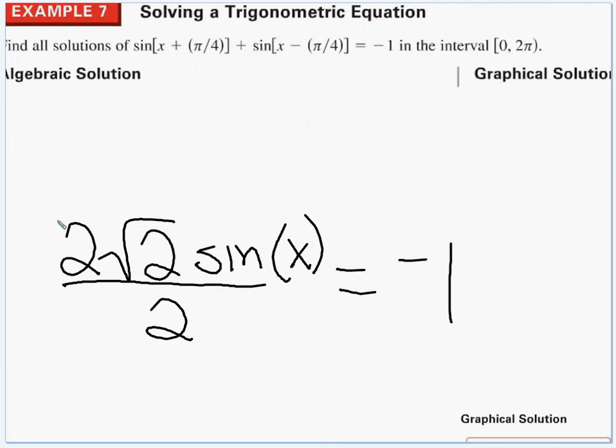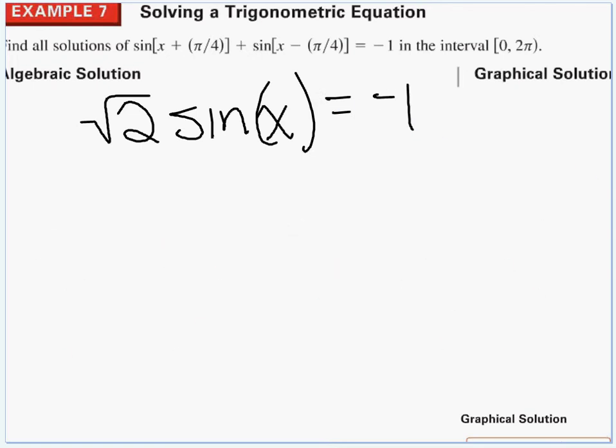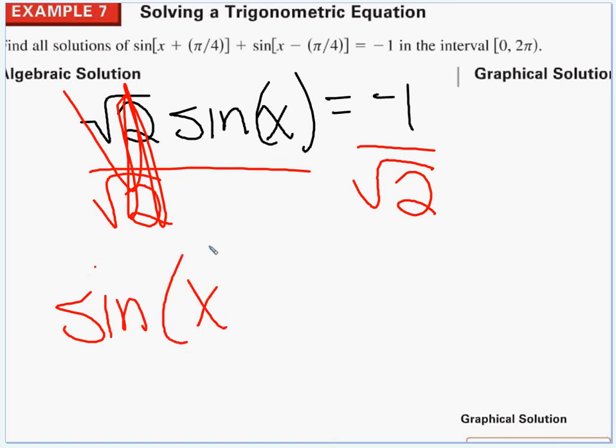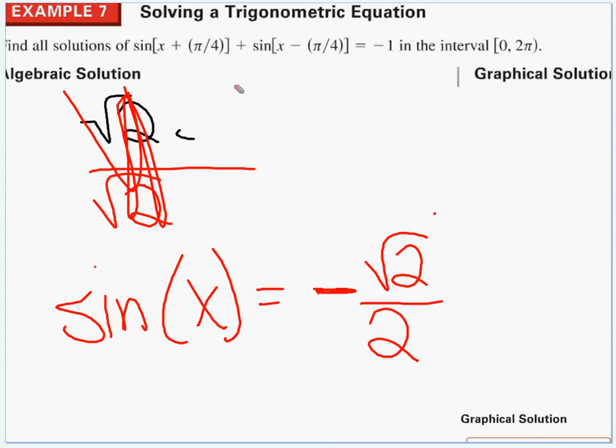Okay, on the left side, first off, these 2's are going to cancel, since we're down to a single term up top. So now we have root 2 times sine x is equal to -1. And to get the trig function alone, we will divide by root 2. So here they cancel, and now we have the sine of x is equal to, I'm going to rationalize this. Don't lose the negative, but that will turn into a negative root 2 over 2 when we rationalize.